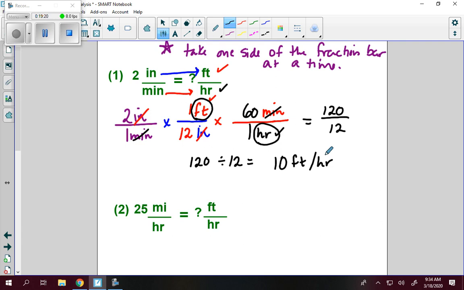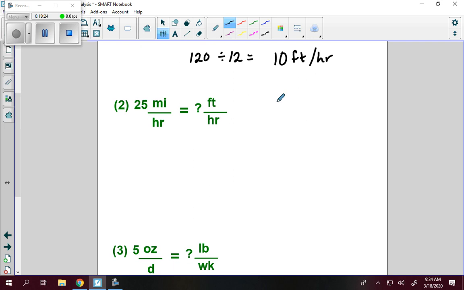Let's do 25 miles per hour equals how many feet per hour? Note that there are 5,280 feet per mile, if you need that conversion. Go ahead and push pause, figure it out, come back, and see if you got it right. Awesome. Okay, here we go. I'm going to take 25 miles per hour and rewrite it.